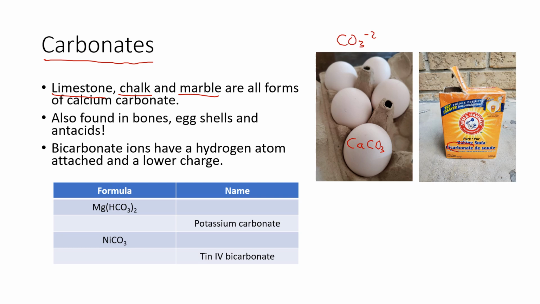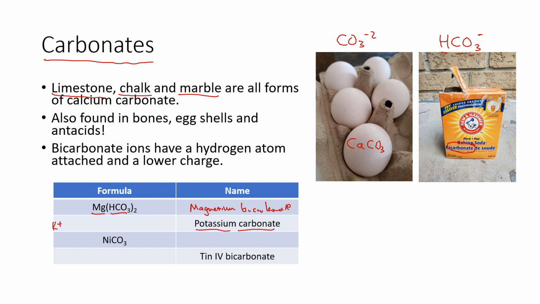Now, bicarbonate is very similar. It has a hydrogen, though, as well. So HCO3, and it only has a -1 charge. That hydrogen balances out one of those charges. So that's our biggest one yet. It's got 3 different atoms in the polyatomic ion. All right, so let's have a look at our examples here. We got magnesium, and we got carbonate with the hydrogen. So that's magnesium bicarbonate. Next one, potassium carbonate.